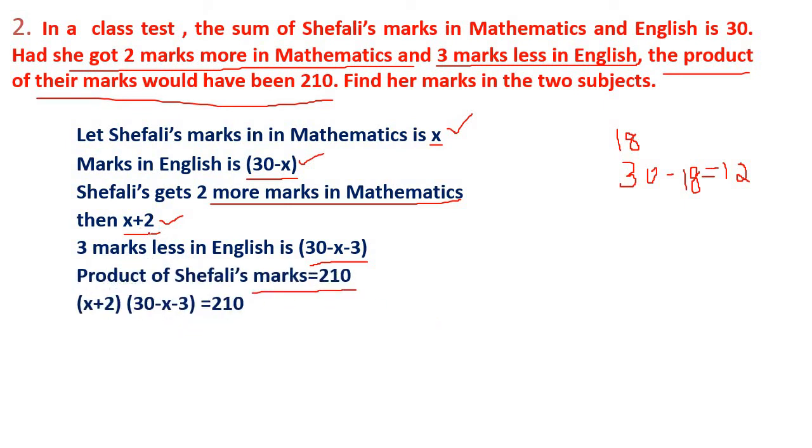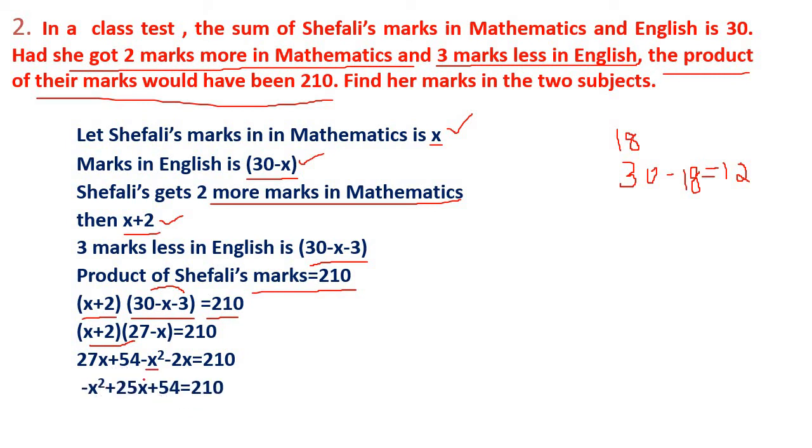So we can take x plus 2 as mathematics marks, and 30 minus x minus 3 as English marks. The product of these 2 marks is 210. Now let us simplify. x plus 2 into 27 minus x is equal to 210. Now we can multiply. 27 into x is 27x. 27 into 2 is 54, minus x into x is x square, minus x into 2 is 2x, is equal to 210.